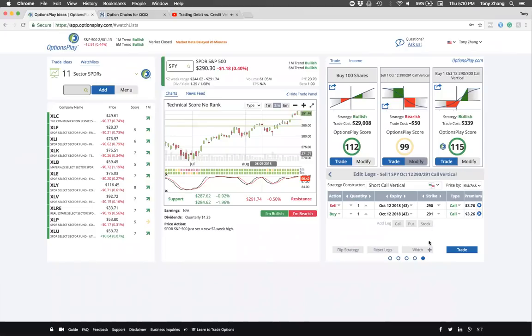This will allow you to bring up the two. Let's say you want to look at a $3 wide spread, and you want to collect roughly $1. Let's change the expiration date too. Let's look at September 21st. So I'm looking to collect roughly $1 on a $3 wide spread. Here we go, 292, 295. That collects me roughly $1, and that's $3 wide. So this is how I would analyze a credit spread versus a debit spread using SPY.